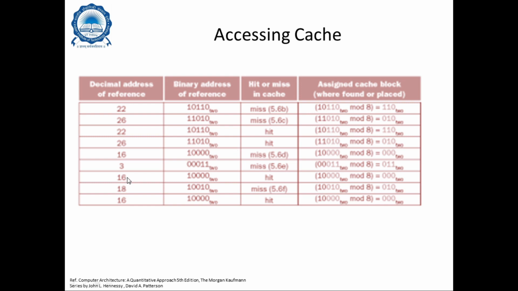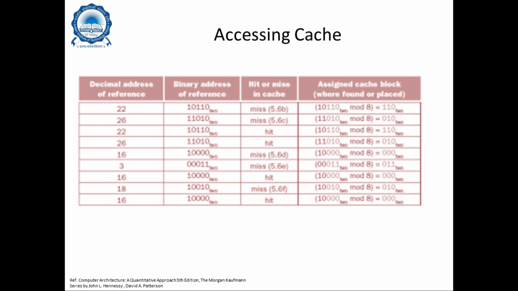Then you have 16. Now 16 is supposed to be a hit because 16 had already been encountered earlier. It already referenced this RAM address, so it's a hit now in the cache, and the assigned cache block will be 000. So 000 was there earlier, and you will find this data there, because it was already updated after the miss, and now it's a hit. Then you have 18.